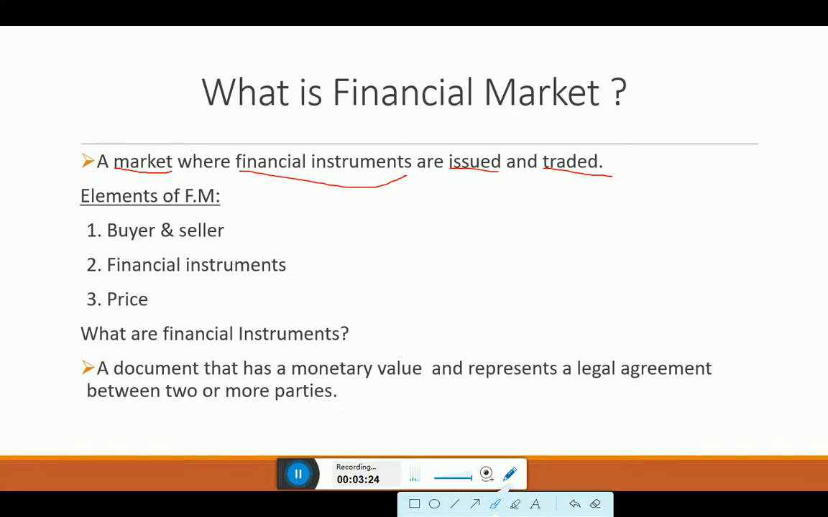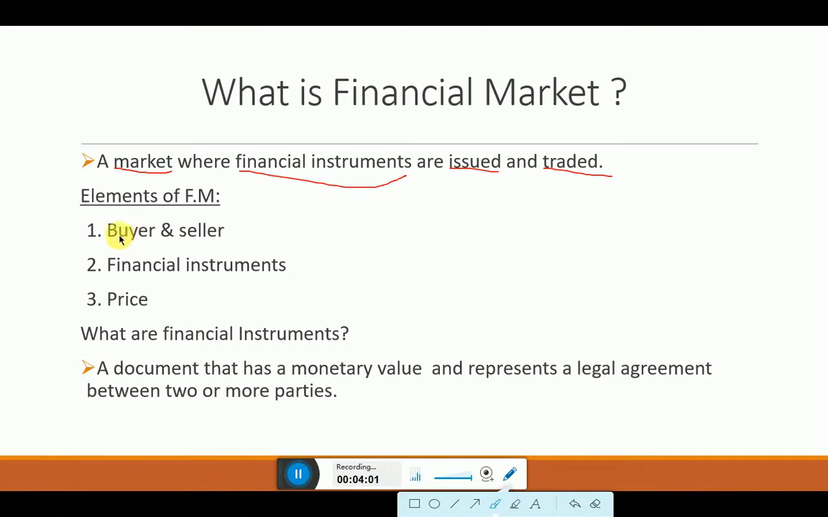For the time being, just keep in mind that we have to discuss financial instruments, what is meant by issuing of financial instrument, and what is meant by the trading of financial instrument on the financial market. Basically, in this one line definition, there is a lot about the financial market itself that we will discuss inshallah later on. So let's now talk about the elements of financial market. Any market has three elements, and similarly a financial market also has three elements.